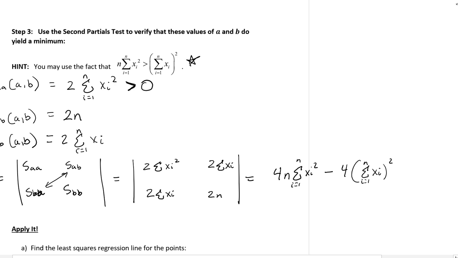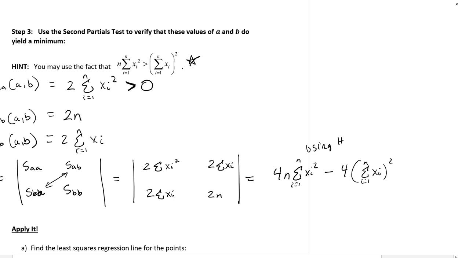You might have noticed this hint that I wrote up here for you. It is not clear why. You need something called induction to prove this. If you make it into some linear algebra or proof-based courses, you will learn how to do proofs by induction. For right now, you're just going to use my hint.